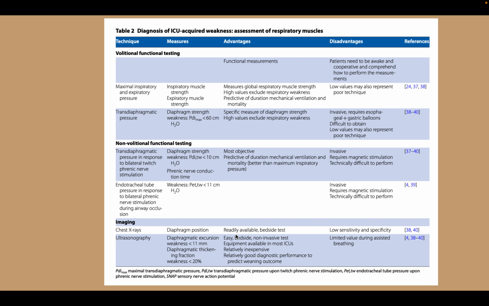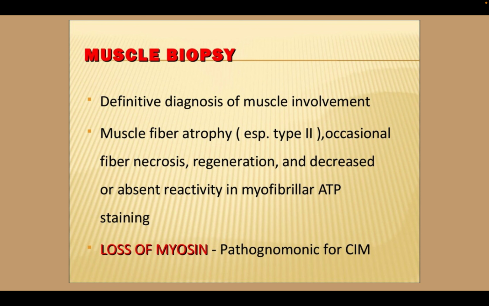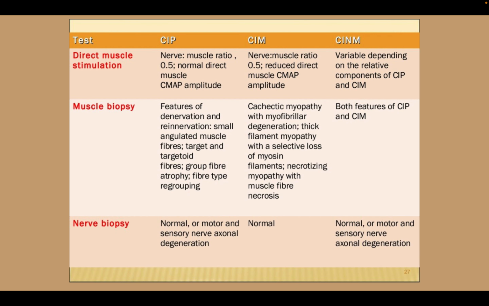Again, I think it is a busy slide, and I'll go ahead and just tell you that the muscle biopsy is a definitive diagnosis for muscle involvement, and you can find muscle fiber atrophy, especially type 2, occasional fiber necrosis, regeneration, and decreased or absent reactivity in myofibrillar ATP staining. There is loss of myosin, which is a pathognomonic feature for CIM, that is critical illness myopathy. So this is what you can remember.